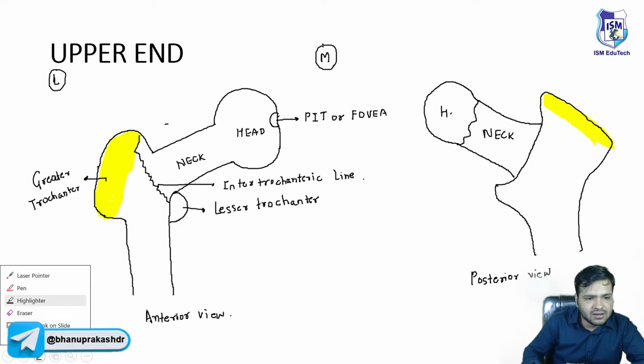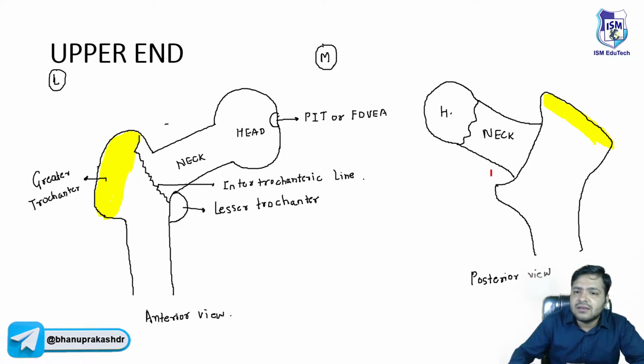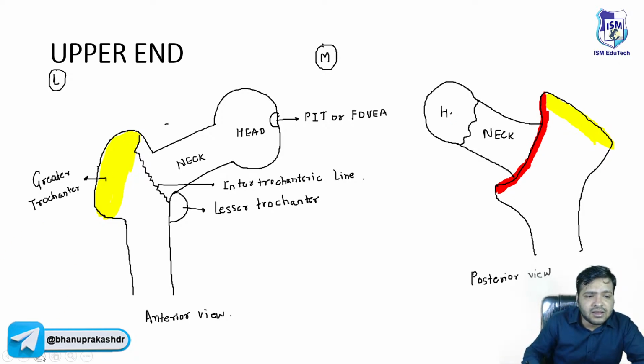Okay, you will see a crest over here, and this crest, beta. Now when I say crest, it is different from a line, because the crest is very thick. The crest is very thick, beta, and this is called the intertrochanteric crest.